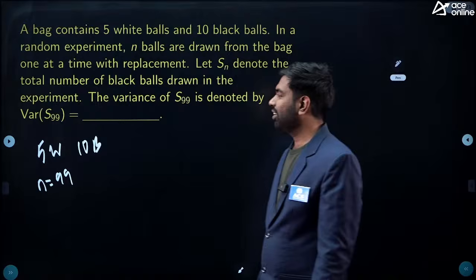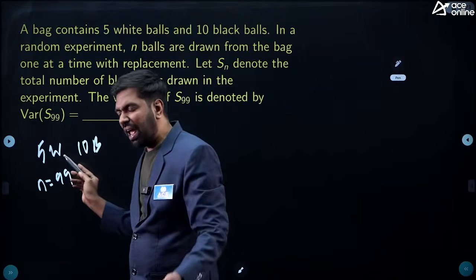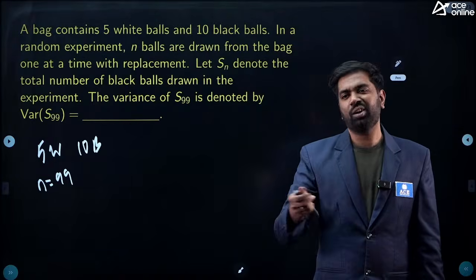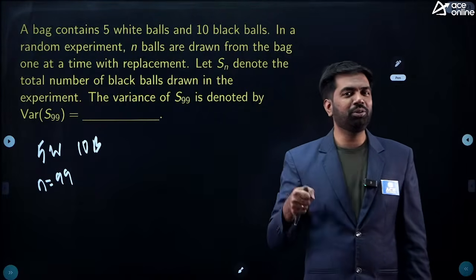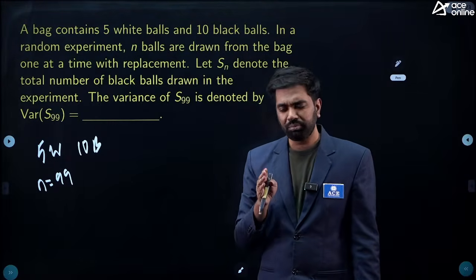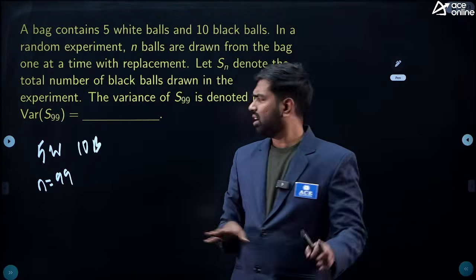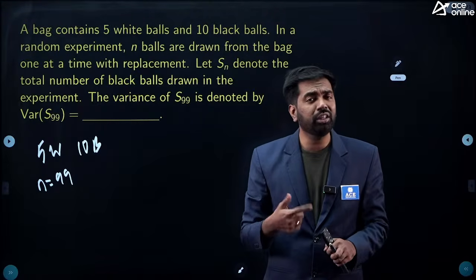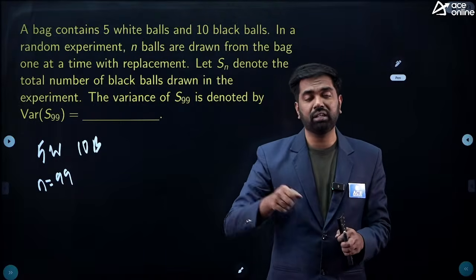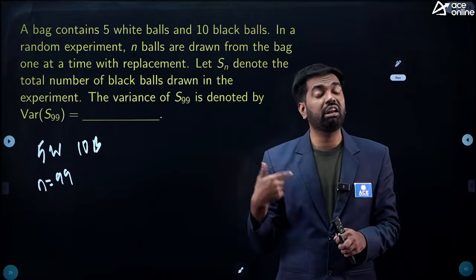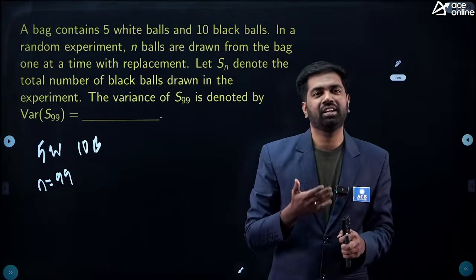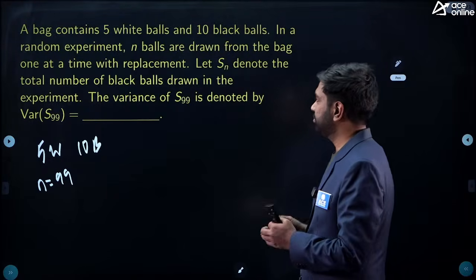You might ask, sir, here 5 white and here 10 black, total 15 are there. How come you are drawing 99 balls? When there are only 15 balls given, how are you able to draw 99 objects? This might be a question in the student's mind. Yes, there are 5 white and 10 black, but you draw one object, you look at its color and you place it back, and you are repeating this 99 times. So how do you solve this?